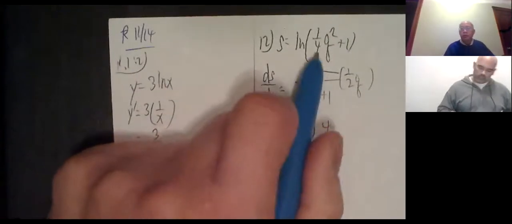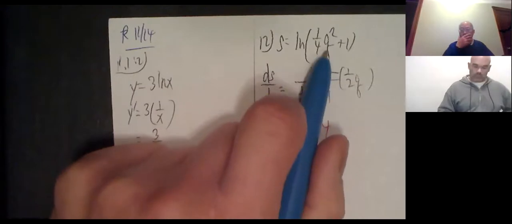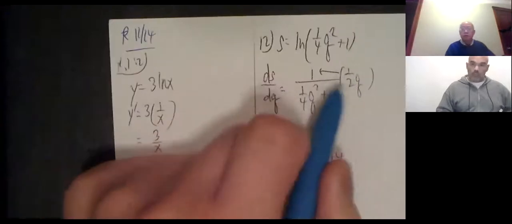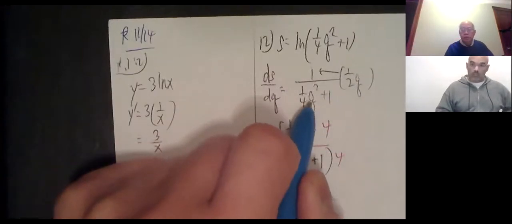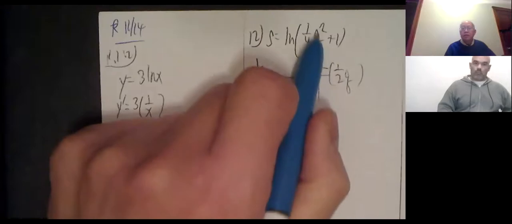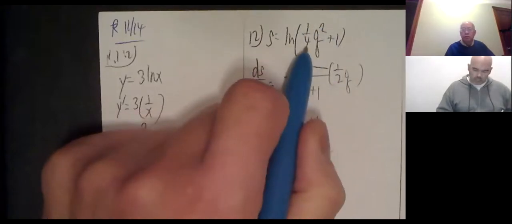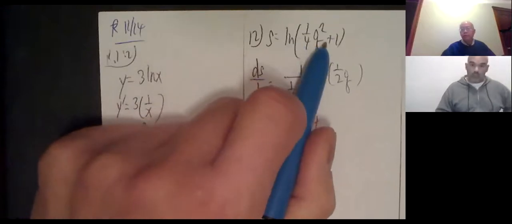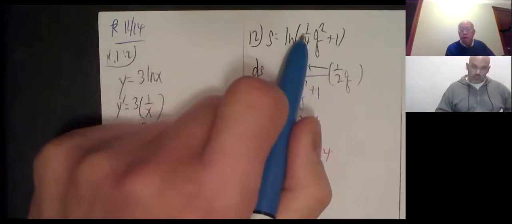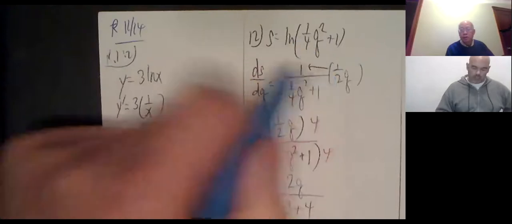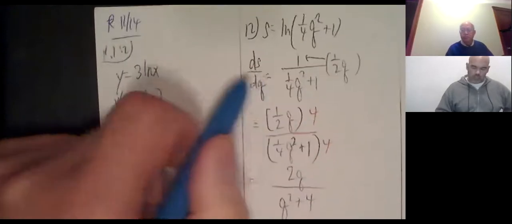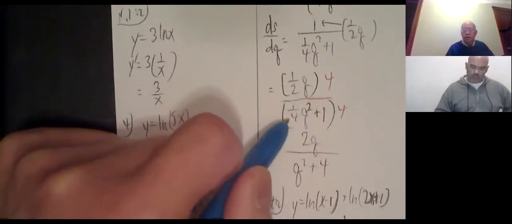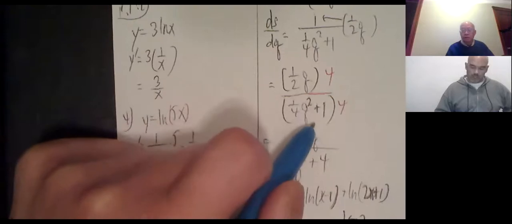All right, so here we go. 1 over the whole thing. Even though you got a fraction inside a fraction, that's the way it goes. So 1 over 1/4 q squared plus 1 times the derivative of 1/4 q squared plus 1. The derivative of 1 is 0, so forget about that. 2 times 1/4 is 1/2 q. So 1/2 q is on top. Okay, so I got 1/2 q over 1/4 q squared plus 1.